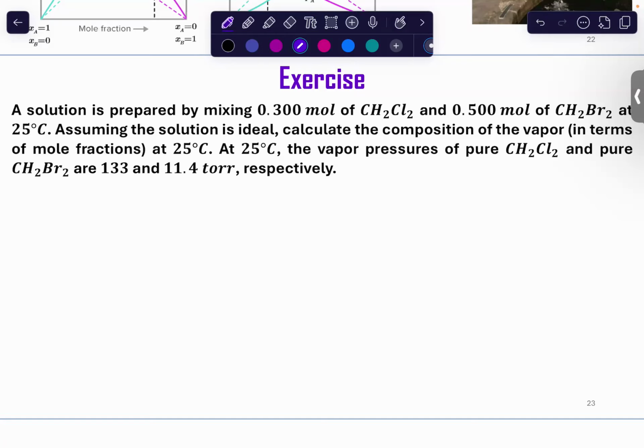Assume the solution is ideal, which means that we can use Raoult's law directly to calculate this. We're not going to do any calculations outside of the ideal situation because the math just gets nuts. At 25 Celsius, the vapor pressures of dichloromethane and dibromomethane are 133 and 11.4 torr respectively.